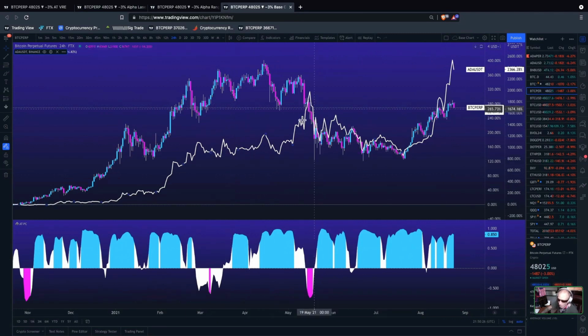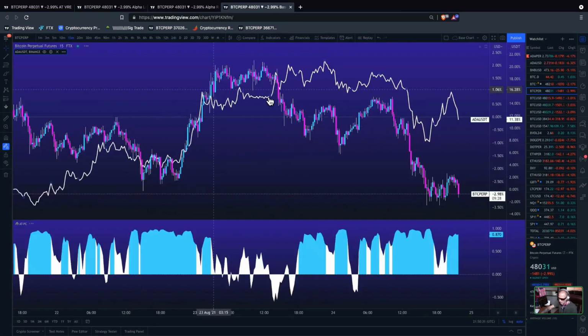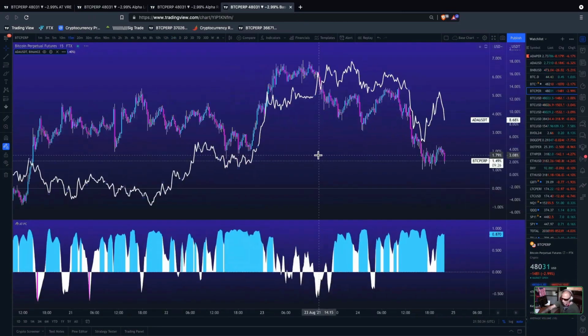If you're scalping, you need to drop down. You need to use it on lower time frames, like a 15-minute. Look at the 15-minute. Look at the positive correlation. You're taking the scalps. You're taking scalp to the upside on Bitcoin. Look at Cardano going up too.